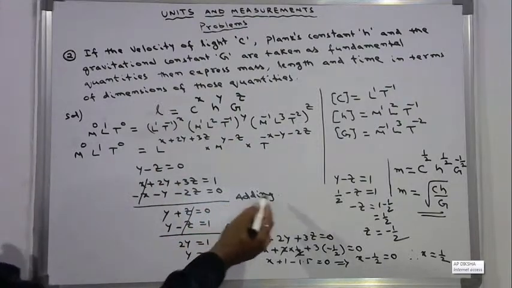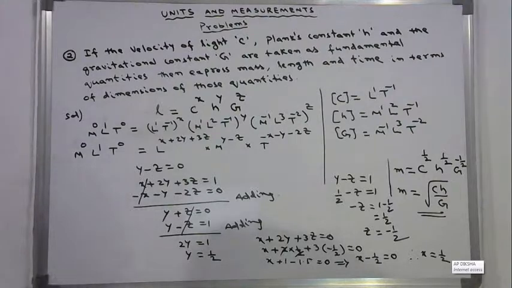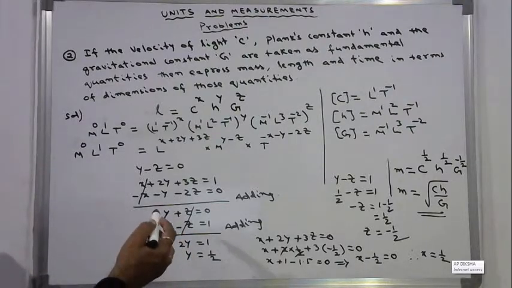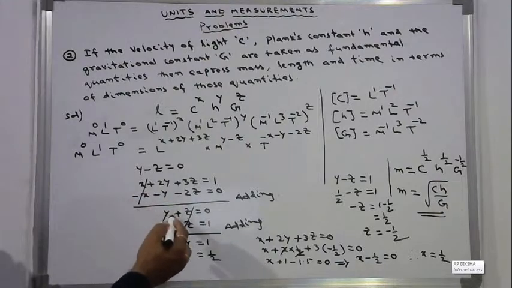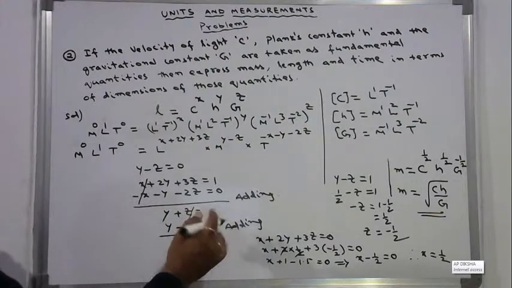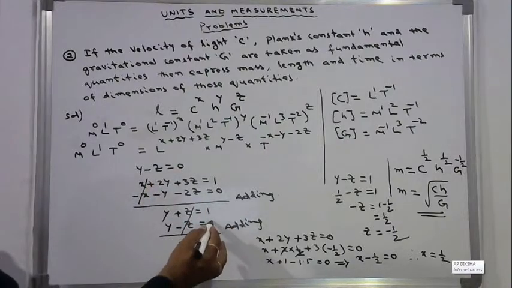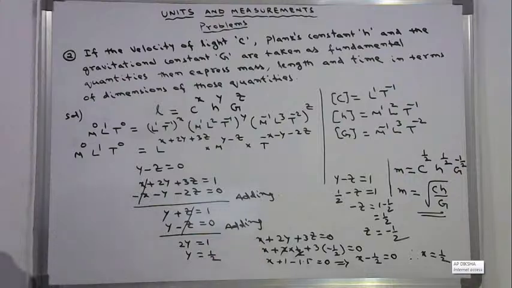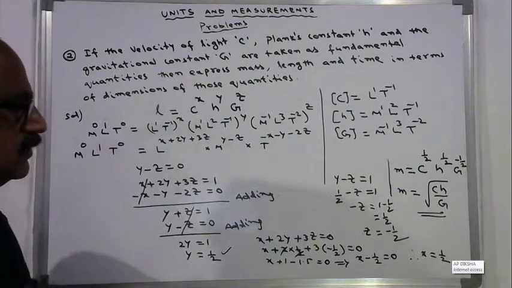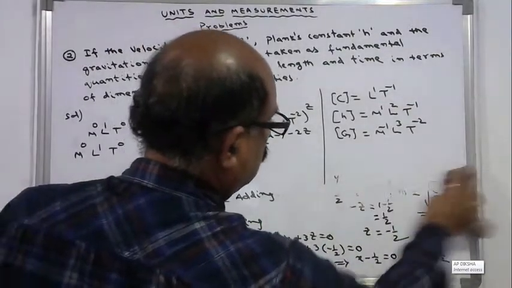So simply on adding, the same procedure we are adopting here, on adding, what happened? X cancelled, and y plus z is equal to, not 0, this is 1, but y minus z is already given 0. So again you are adding this, you will get z cancelled. So 2y is equal to 1, y is equal to half, again you got y is equal to half. But now let us observe the remaining part here.